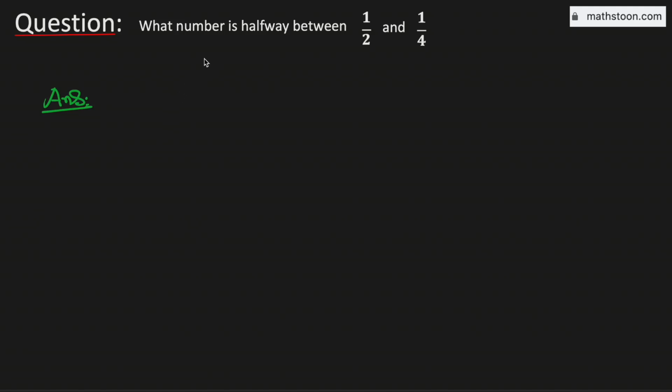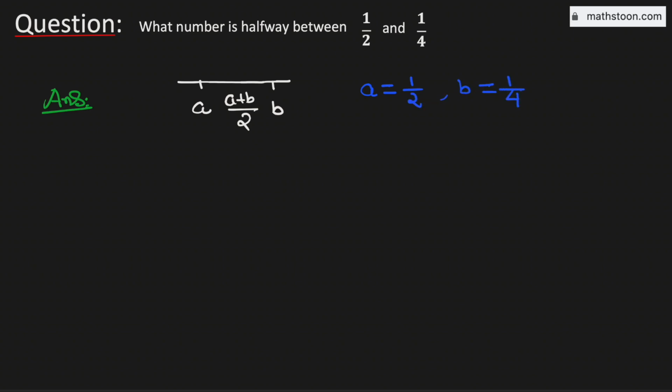In this video, we will find which fraction is halfway between 1/2 and 1/4. We know that if we are given two fractions a and b, then the fraction (a + b)/2 is halfway between a and b. See that we are given a = 1/2 and b = 1/4.